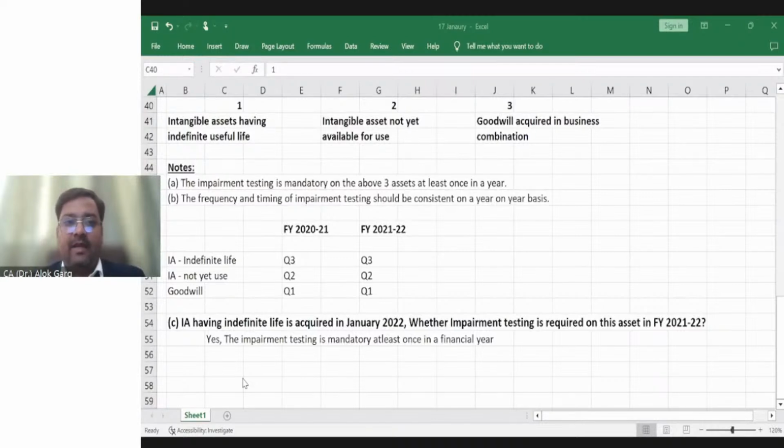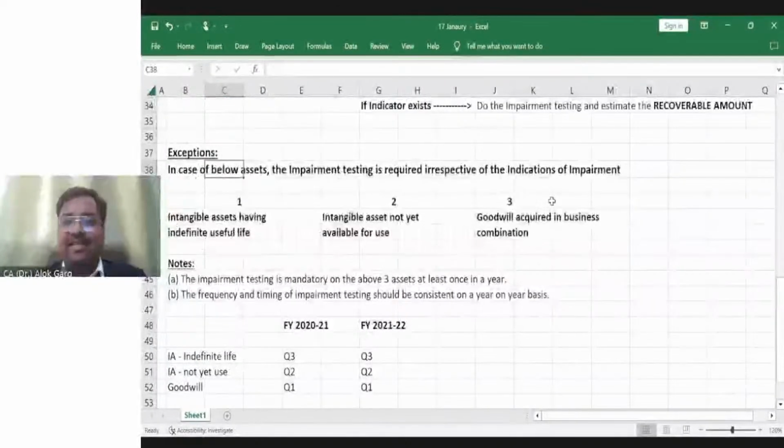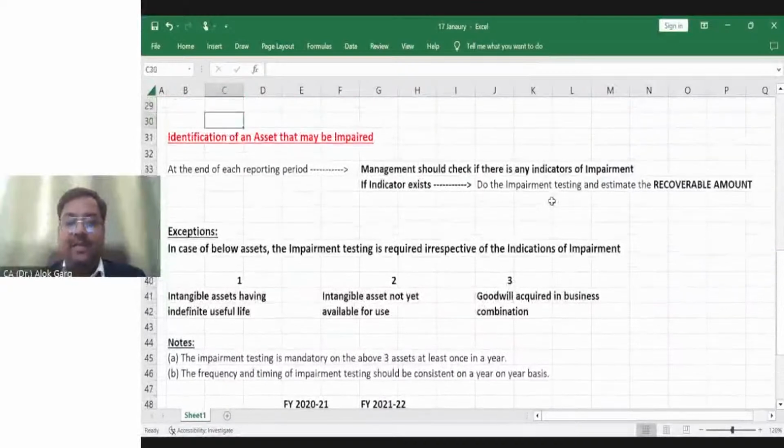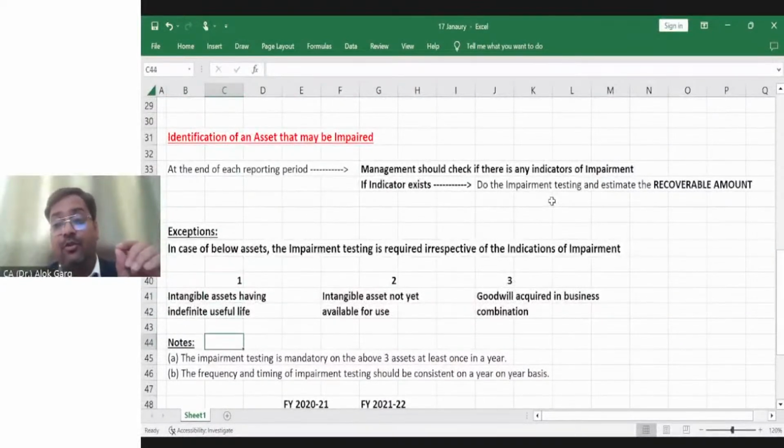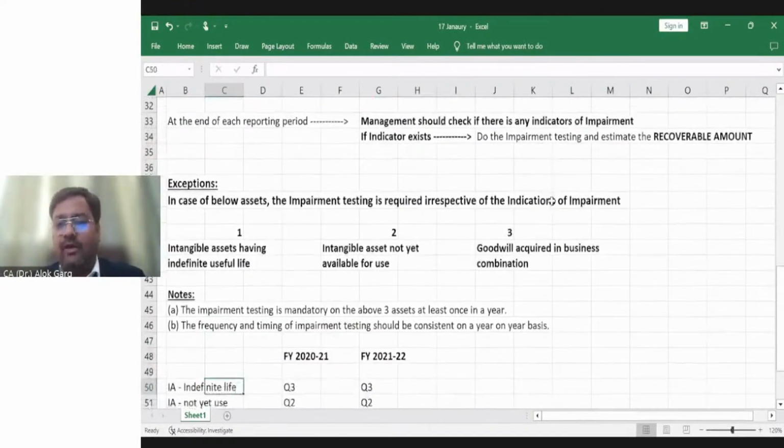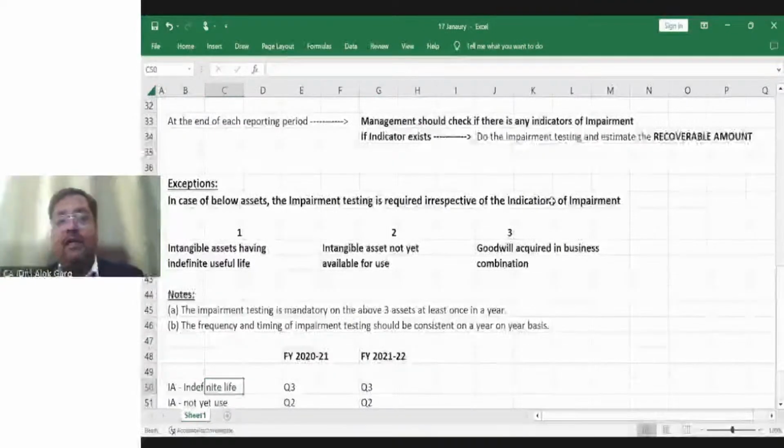Have you understood? So on these three assets, there is an exception of checking the indicator of impairment. You are not required to check the indicator of impairment. You have to do the mandatory impairment testing and check the recoverable value for these three assets. These all are intangible assets. First is indefinite life intangible. Second is not yet available for use. Third is goodwill. Self-generated goodwill is not allowed in Ind AS 38, right? So goodwill acquired, only acquired goodwill.